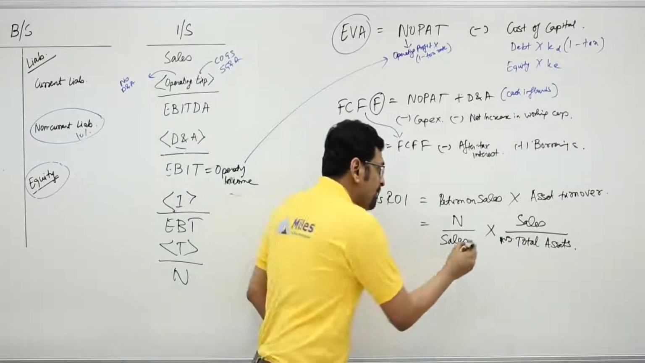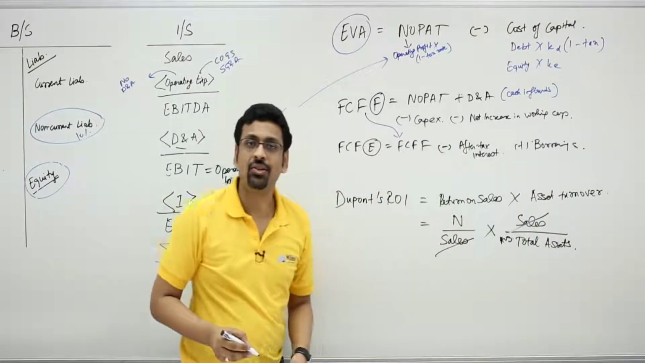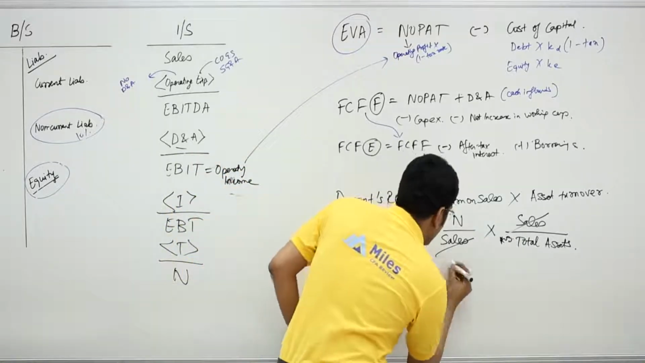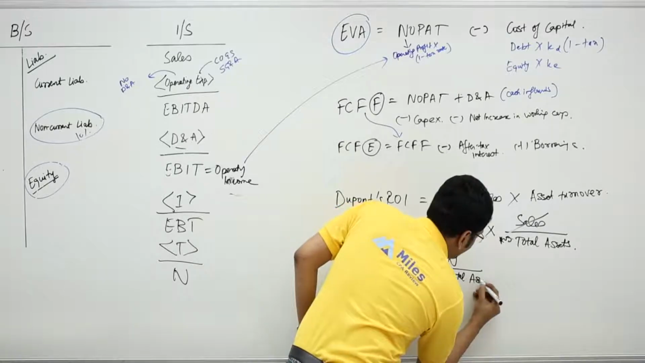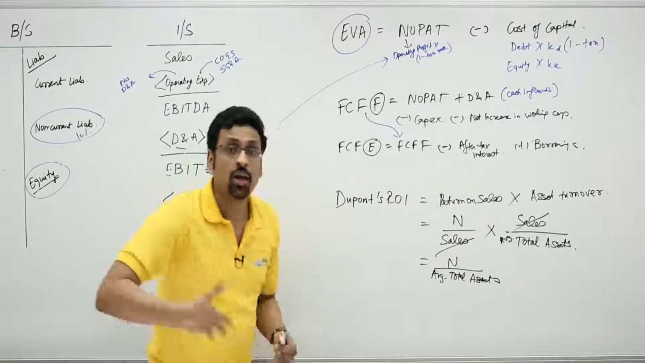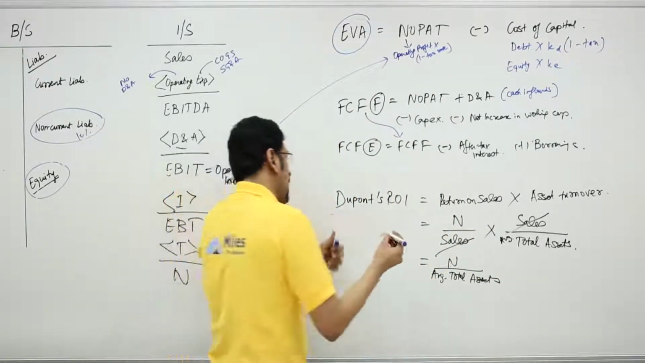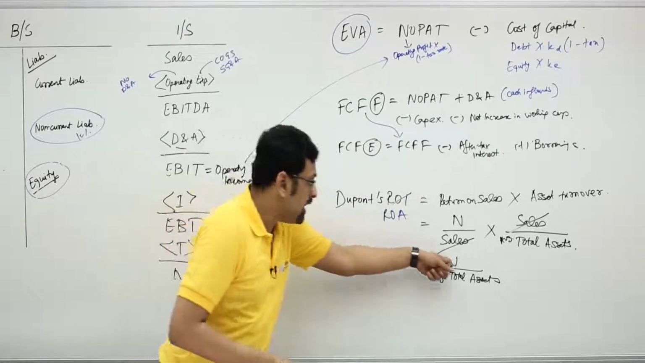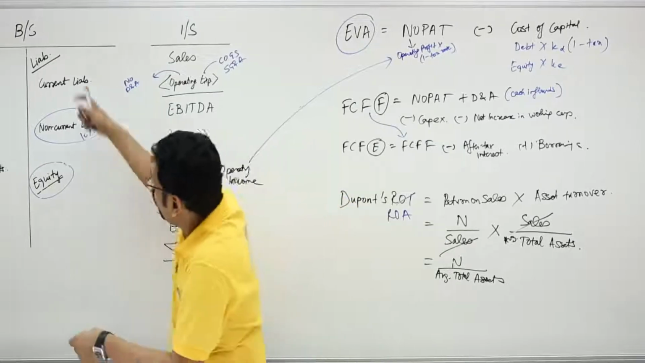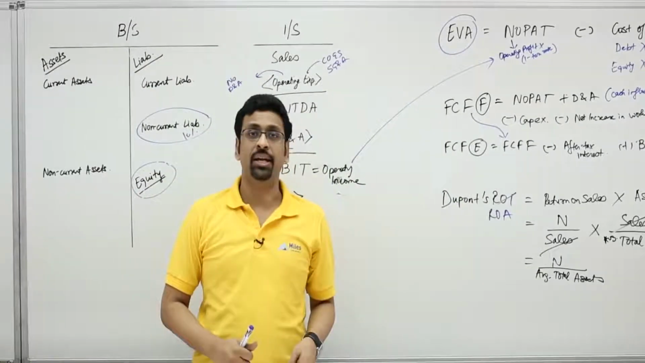Now when you multiply them, sales and sales cancel crisscross. That leaves you with net income divided by average total assets, and this one is your return on assets. They call it ROI, but let's call it return on assets. So it's net income as a function of the total assets of an entity.